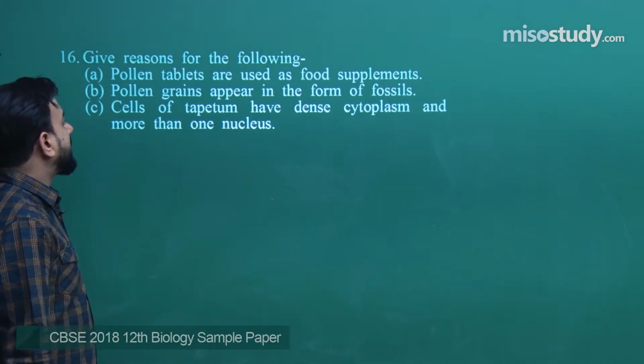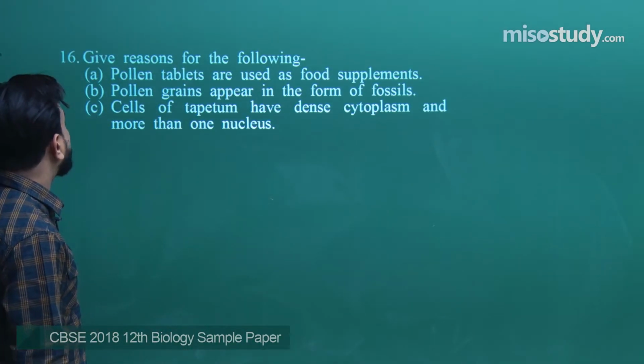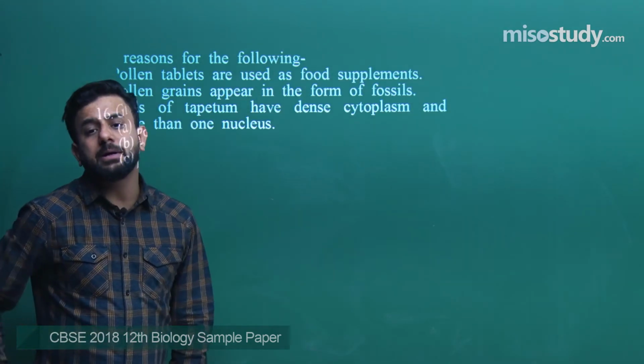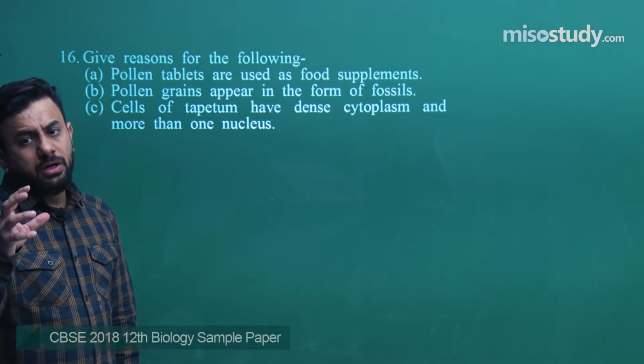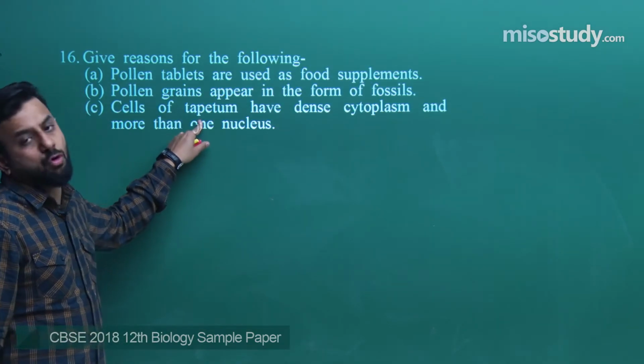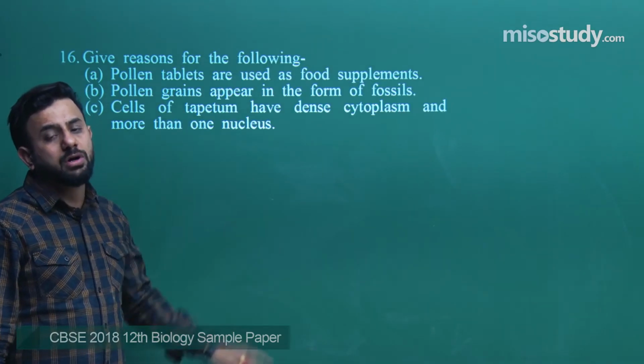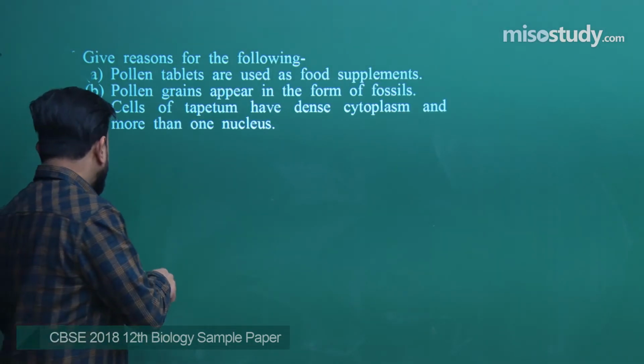The cells of the tapetum have dense cytoplasm and more than one nucleus. First of all, where is this tapetum layer present? The wall of the anther has 4 layers, and what are these 4 layers?